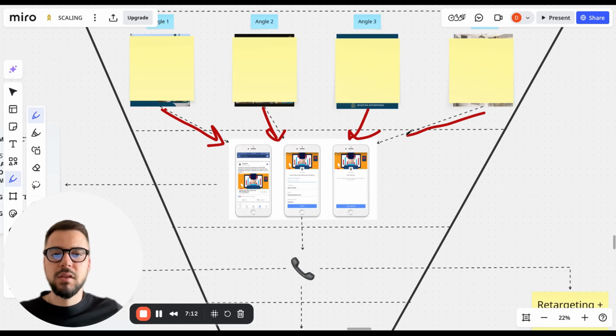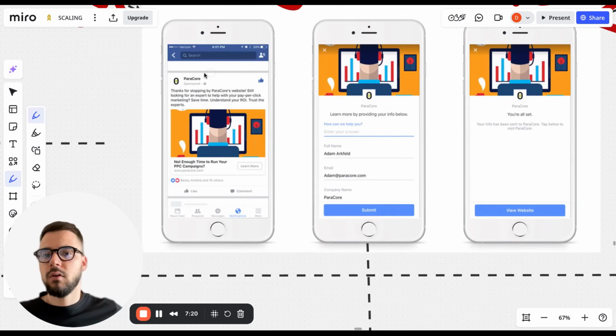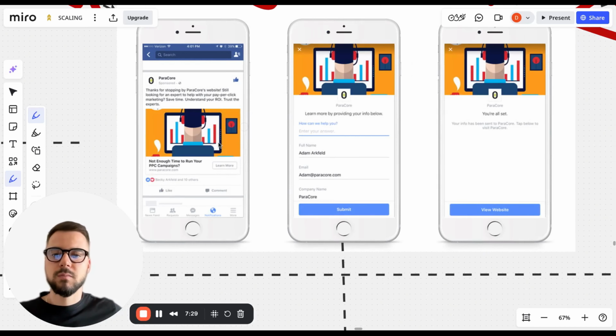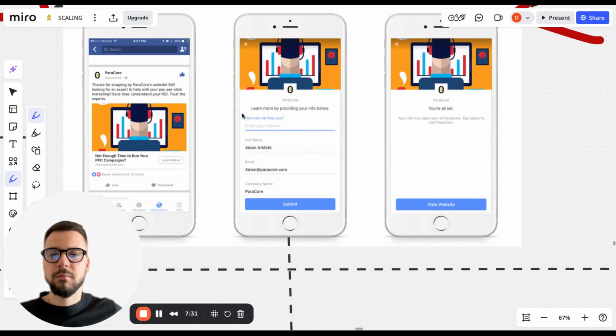And it pretty much looks like this. The prospect sees the ad on Facebook or IG, doesn't matter. This is how it looks. Then when the prospect clicks on the ad, the prospect will be redirected to this lead form. And we want to have specific questions here.